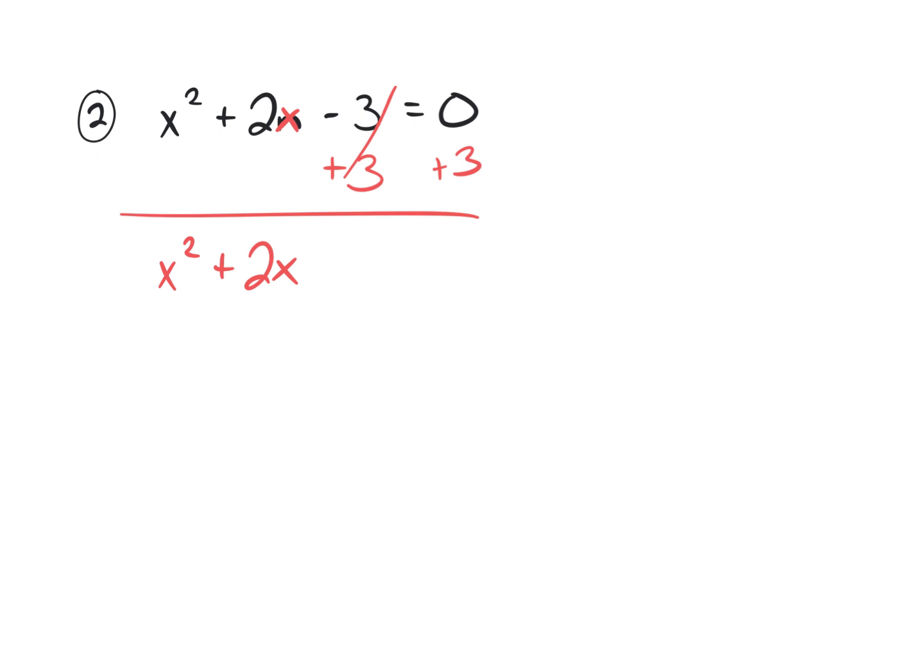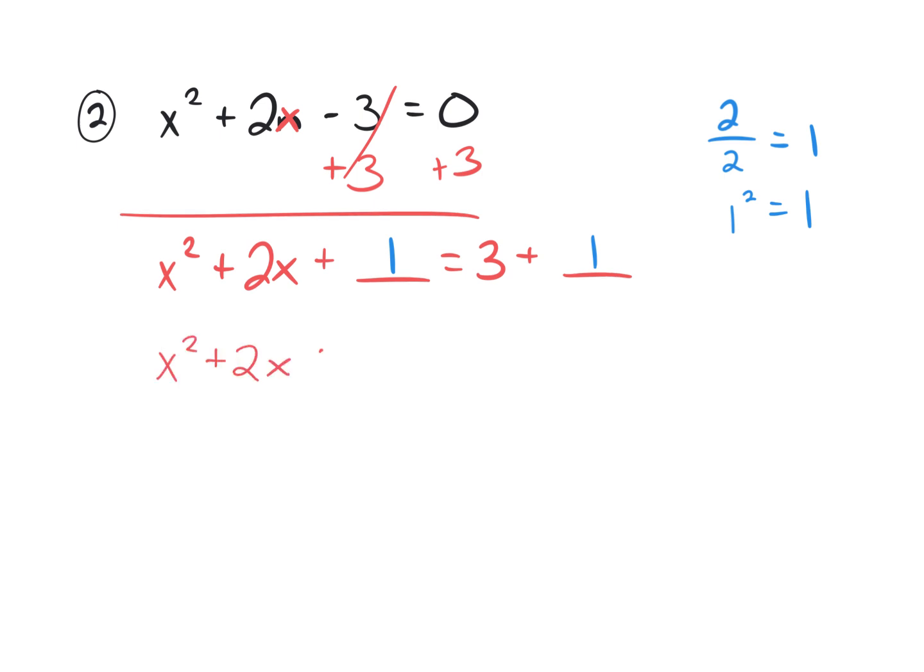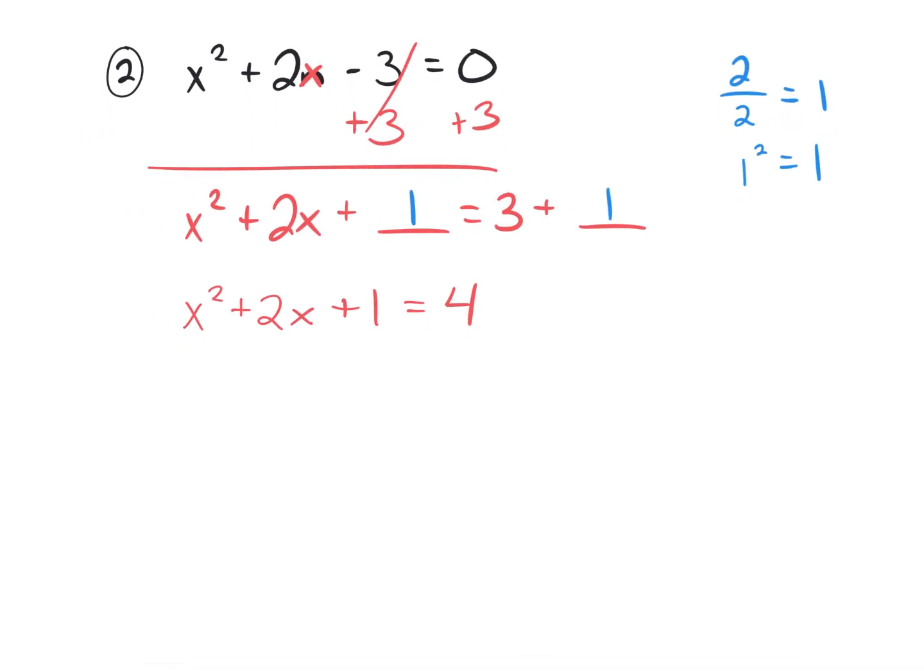What do I need to put in? Plus blank equals 3, plus blank. Good. How do I fill in the blank? Using b divided by 2. Yep. So 2 divided by 2 is 1. What do I do with that? 1 squared. 1 squared is 1. So 1 goes in the 2 blanks. So now let's clean it up. We have x squared plus 2x plus 1 equals 4. Good. What do we do when we get to this step? Factor.